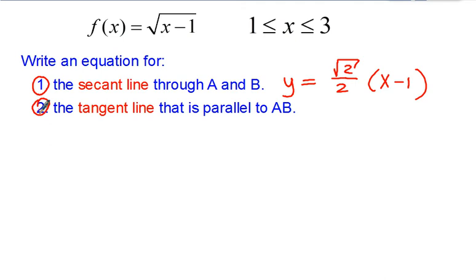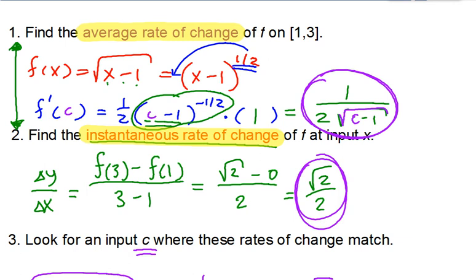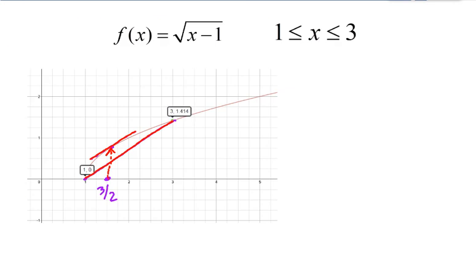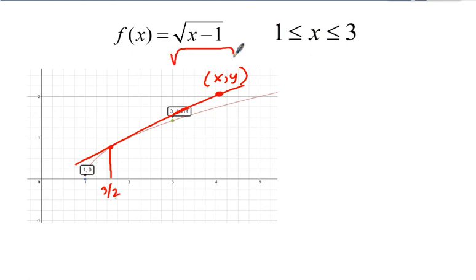Step 2 wants the equation of the tangent line that's parallel to AB. And for that, I'm going to need to do, I think, a little bit more work. So in order to get the equation for this tangent line, we'll again choose a point kind of out in the distance and call it (x, y). And this point right here has x value 3/2, and so we need to find the y value that goes along with that.